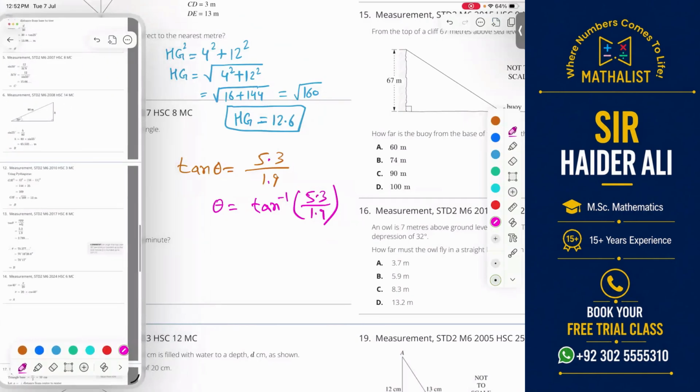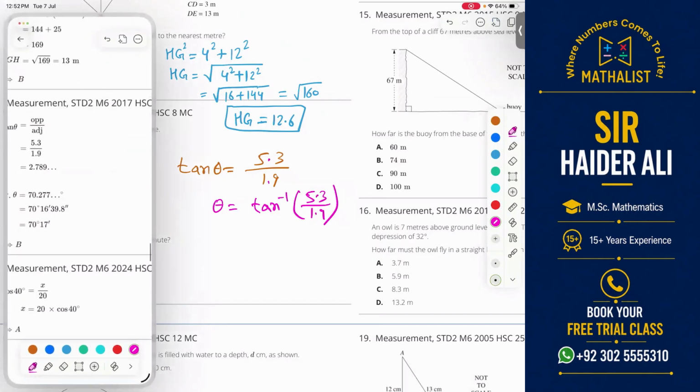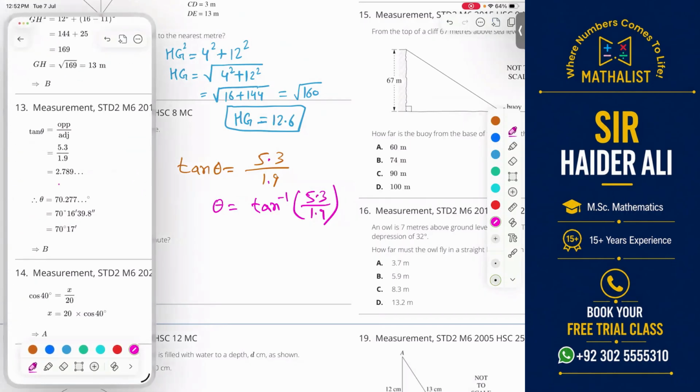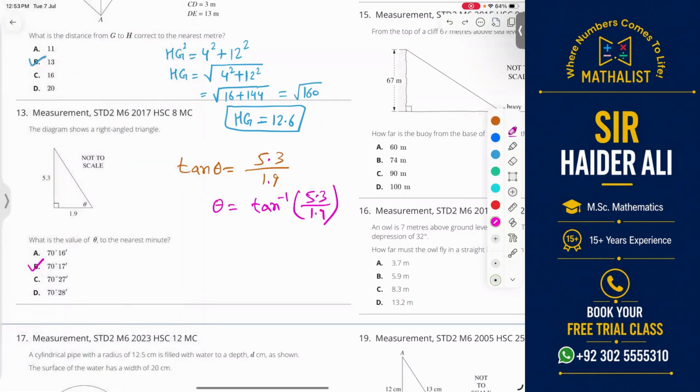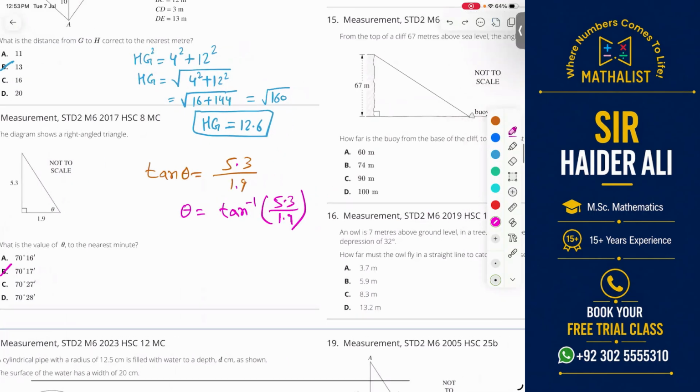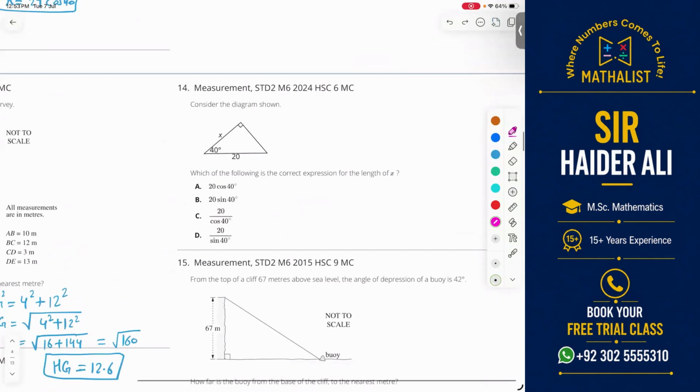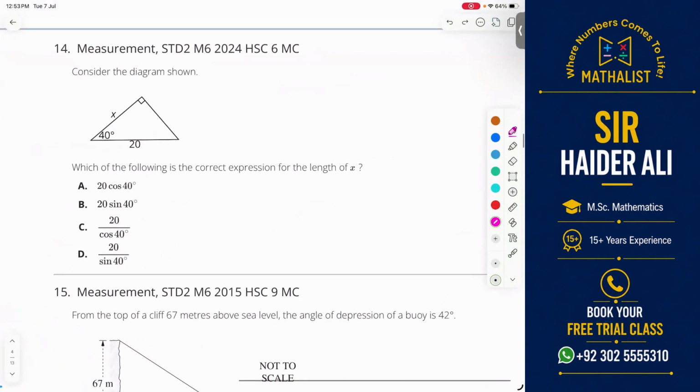Yes, B is the answer. And you can observe it's the same thing. He wrote like this, 70.27 answer, and then this answer. Okay, do you understand? Any problem? No, it's fine, I think. Okay, now question 14. Tell me the answer first.